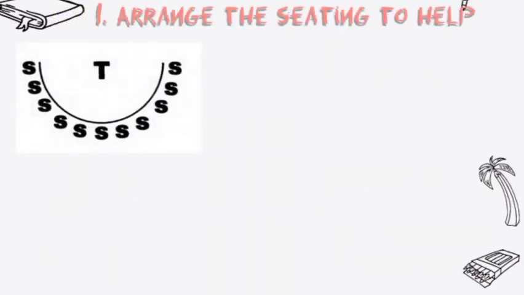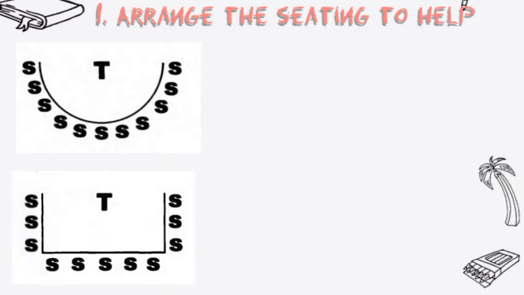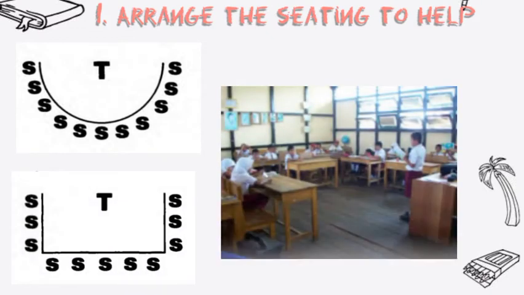Number 1. Arrange the seating to help. You should be prepared to rearrange the desks, both for your language lessons and sometimes even for a particular activity, so that it is both easier and more natural for students to see and talk to each other.